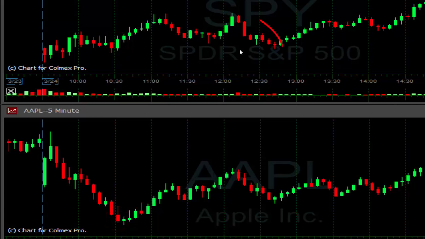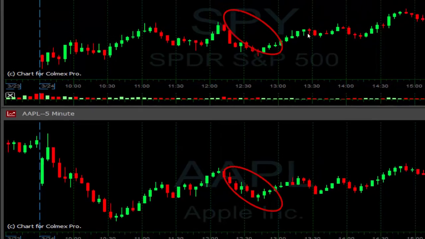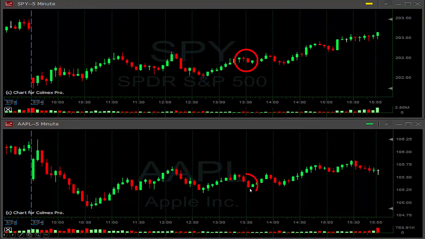Now, throughout the day, if you take a look at this S&P 500 here moving down, then you will see the same in Apple. Take a look at this red candle over here, you will see the same with Apple. Take a look at this topping here, you will see the same with Apple. So if you take a good look in between the S&P and Apple, they will move the same way.